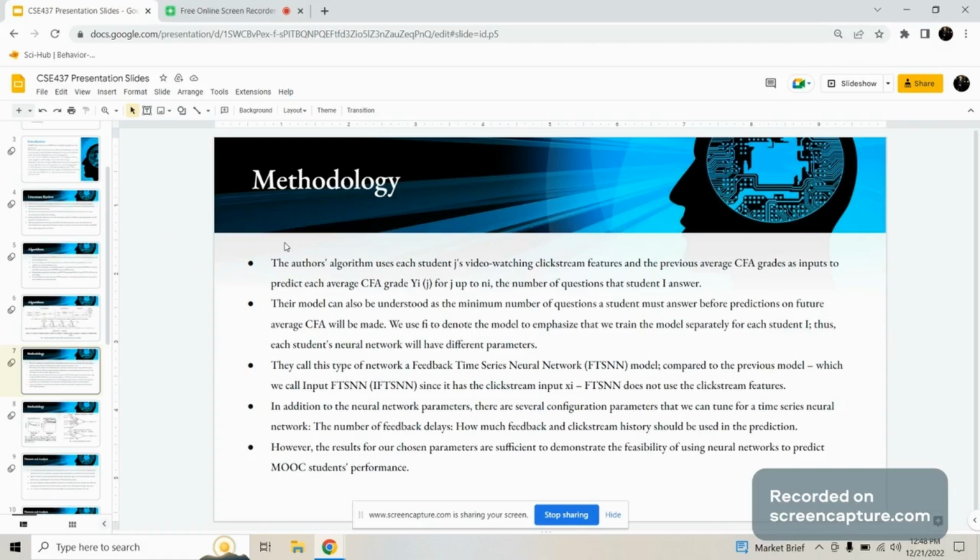The network developed by the authors is a type of network known as the feedback time series neural network, compared to the previous and existing model, which is the IFTSNN. And since it has a clickstream input side, FTSNN does not use the clickstream features, which is a major difference compared to the developed model of the authors in the paper.